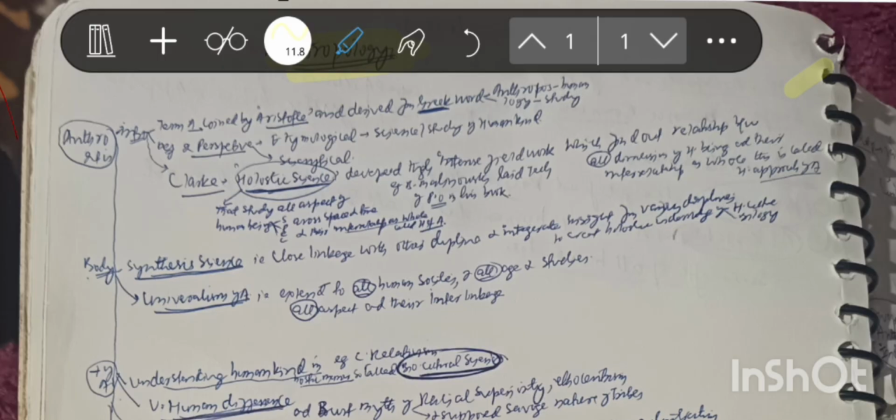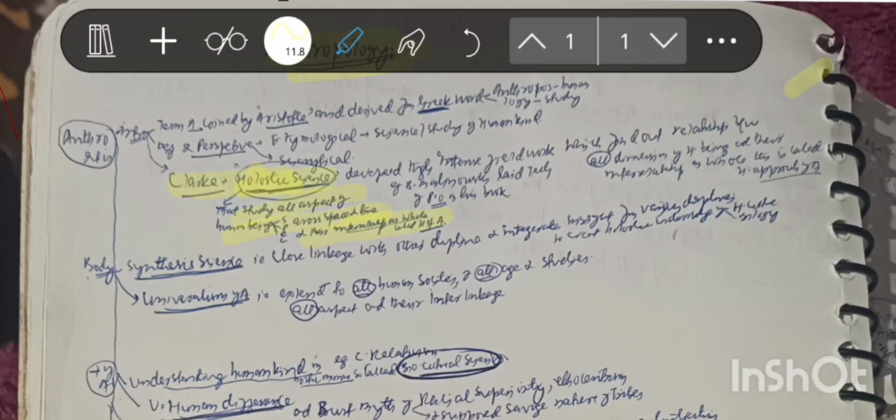From an examination perspective, you need a good definition given by an important anthropologist. So we'll write in the exam: as per Clark, anthropology is a holistic science that studies all aspects of human beings, meaning social, cultural, biological, all of this, across space and time and their interrelationship as a whole. This is also regarded as the holism of anthropology, which we will discuss later. So this definition you should remember.